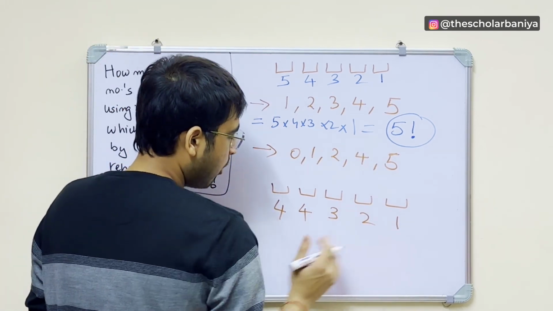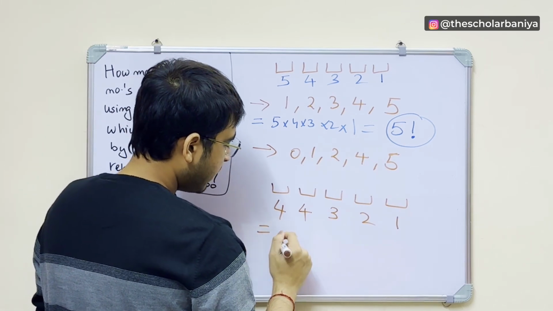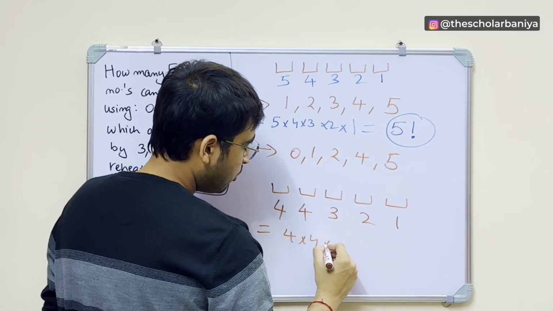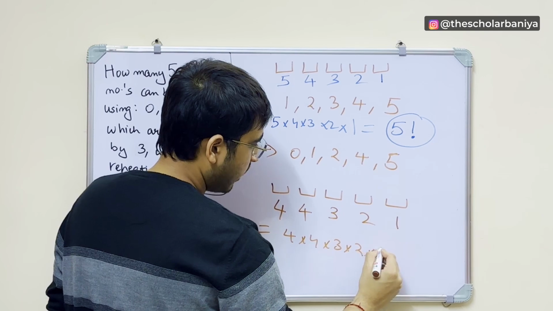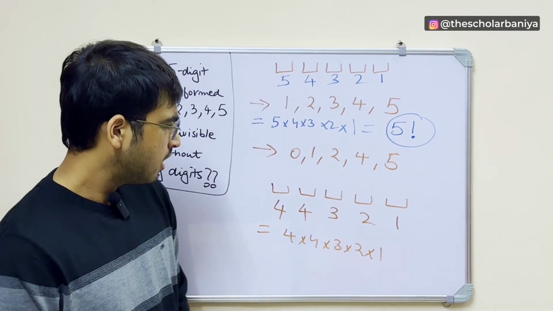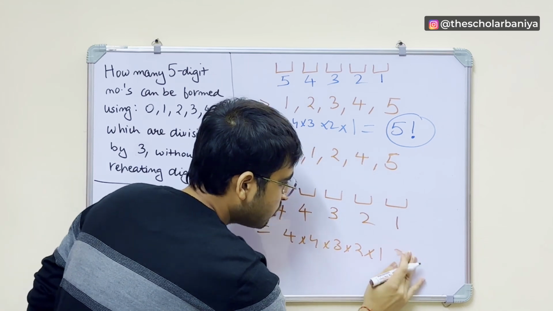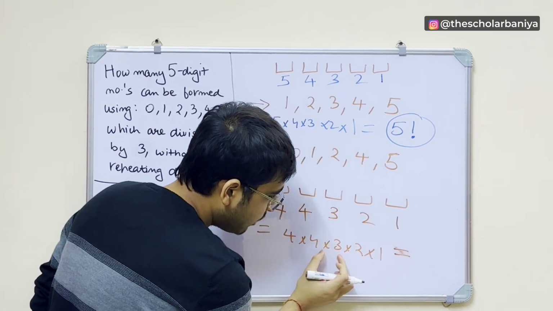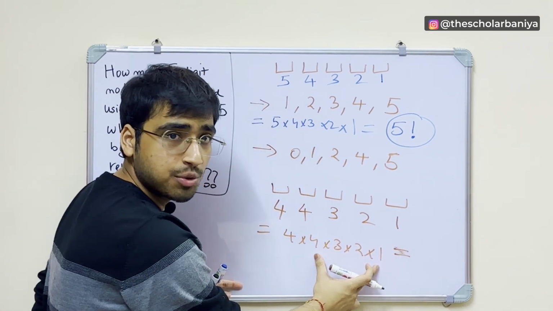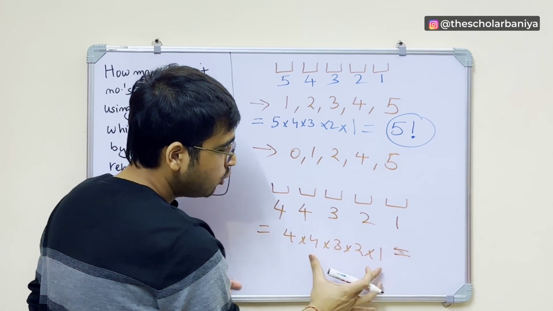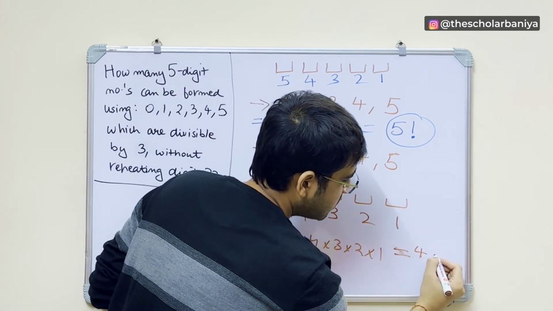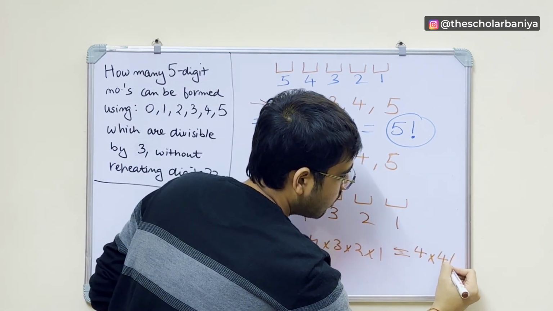So in total, how many ways will be there? In total, there will be 4 into 4 into 3 into 2 into 1. I hope this is pretty clear, right? So if you see, 4 into 3 into 2 into 1 is what? 4 factorial. So this becomes 4 into 4 factorial.